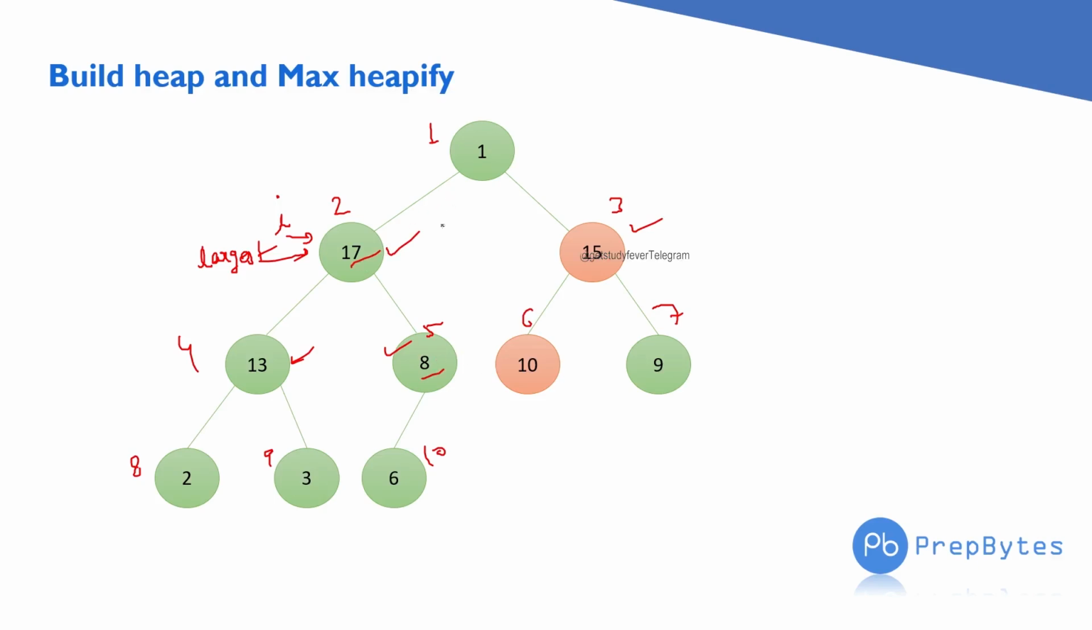Now as you can see, the left subtree is following the max heap property, and the right subtree is also following the max heap property, correct? But our root is not following the property. Only the root is remaining. Because of the root, we cannot say that this tree is a max heap. Fine. So let's now heapify our root.